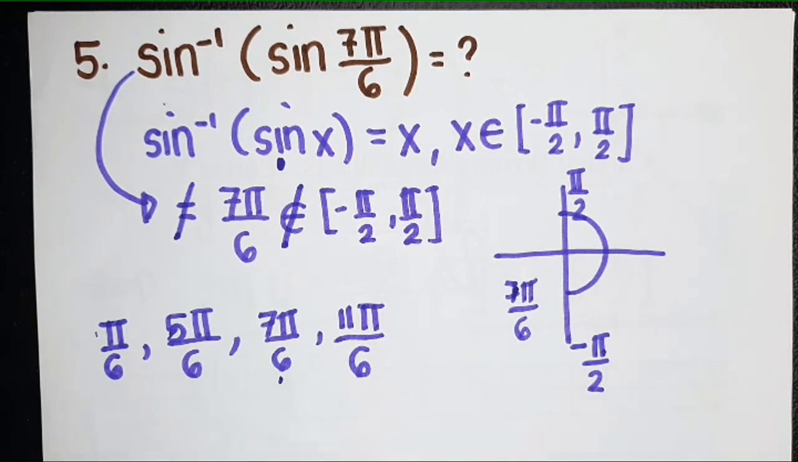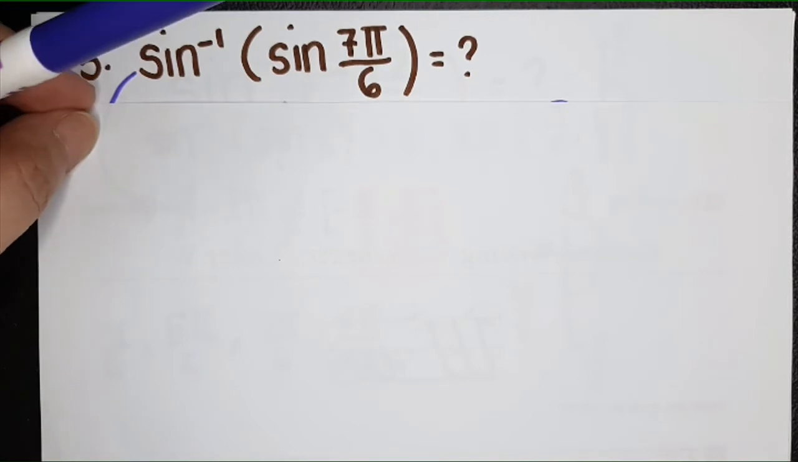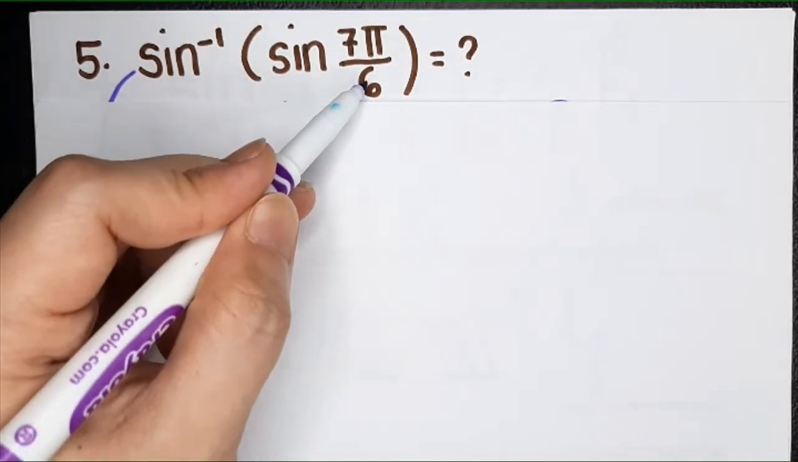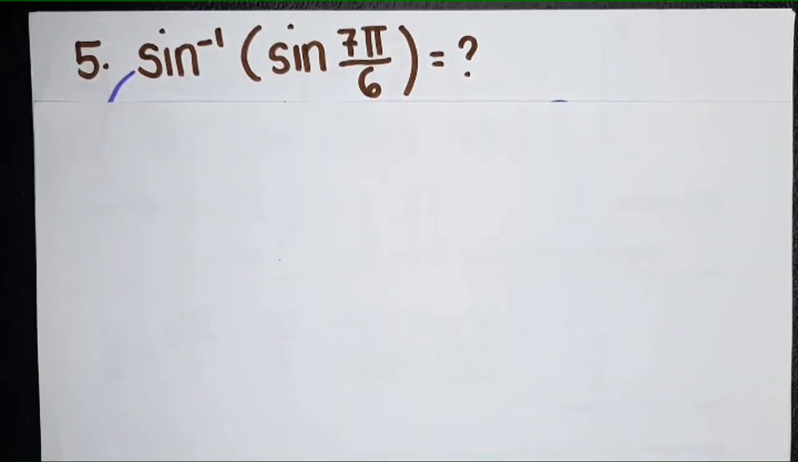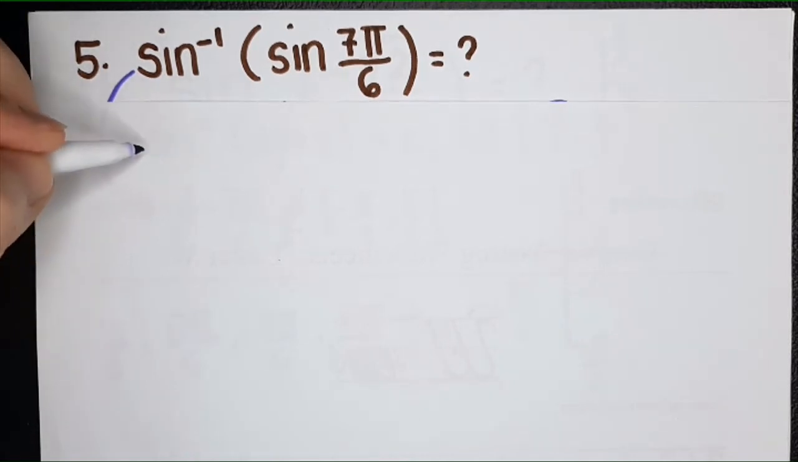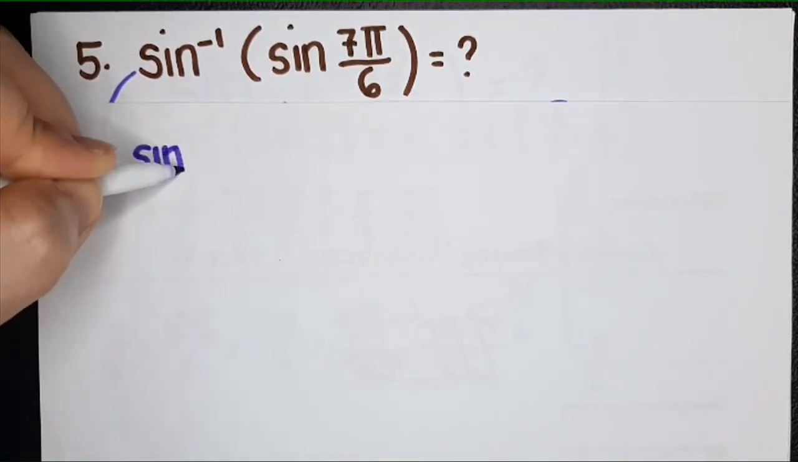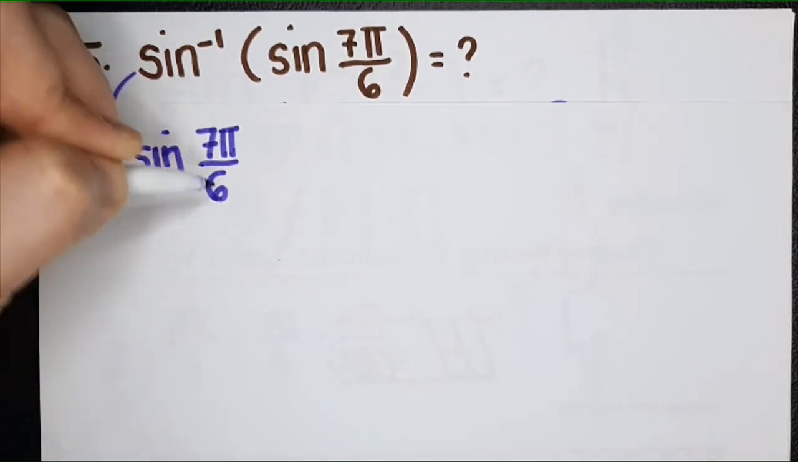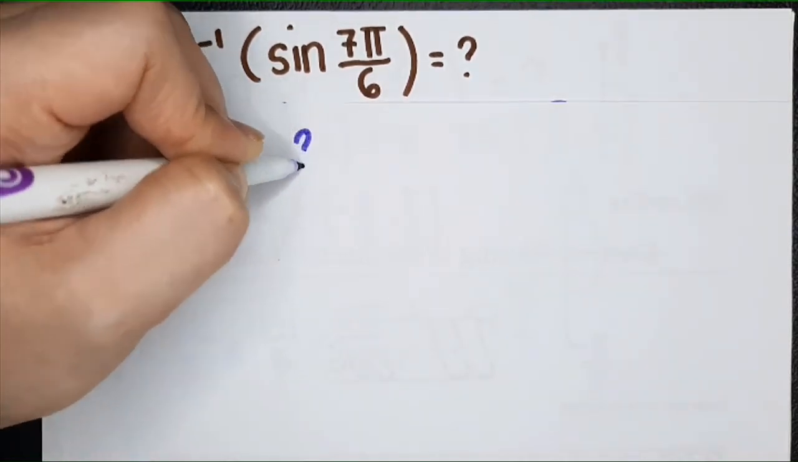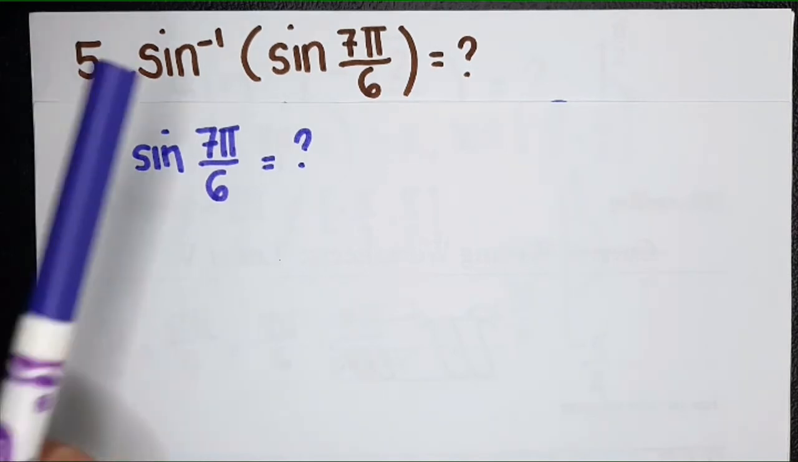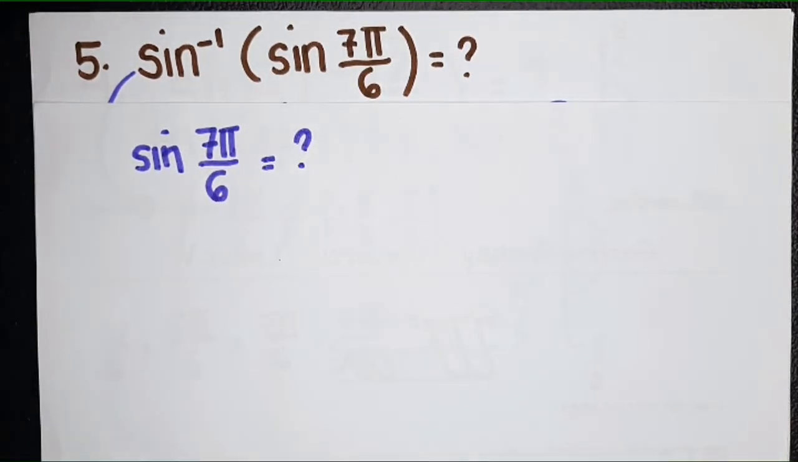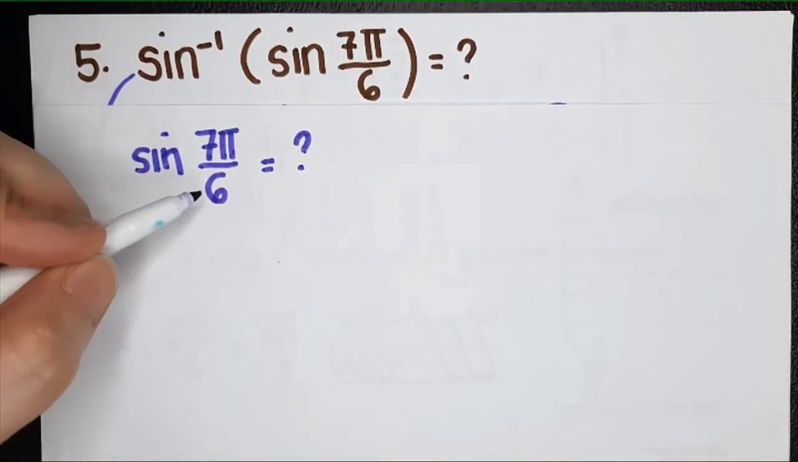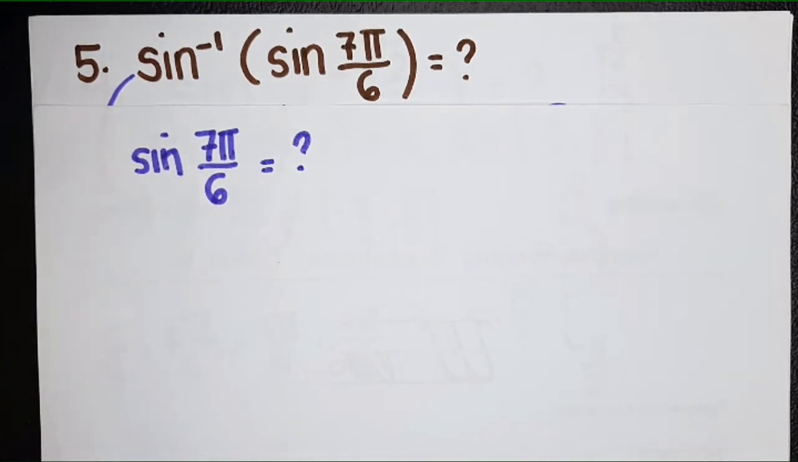Okay? Kasi, di ba, kapag tiningnan nyo to, etong sine of 7 pi over 6, merong value yan, di ba? You recall your trigonometric function values. Okay? Ano nga ba ang value ni sine of 7 pi over 6? Yan muna ang hanapan natin ng value. Yung nasa loob. Okay? So, kanina nakita natin ang 7 pi over 6, nakikita yan sa third quadrant.